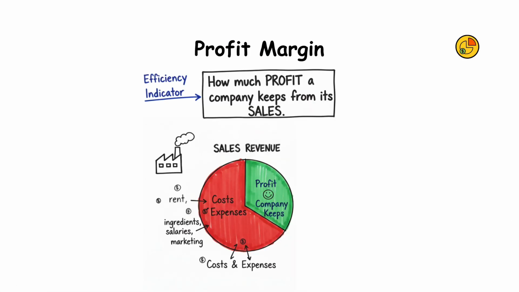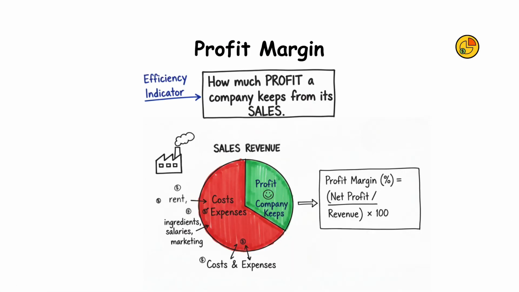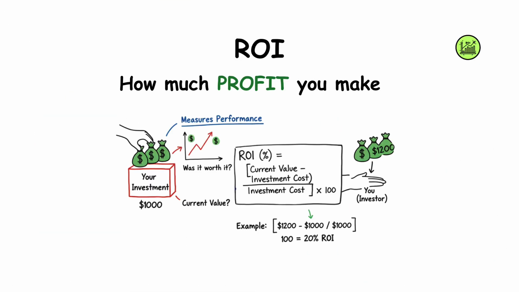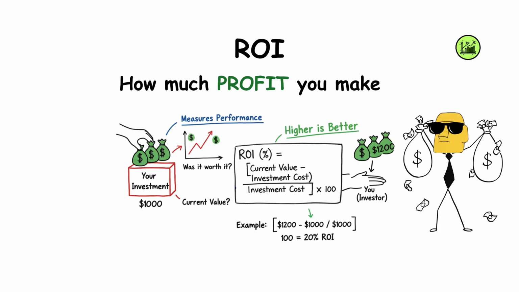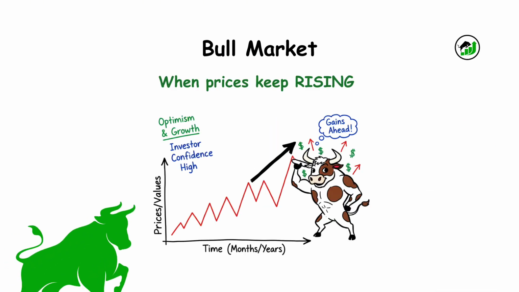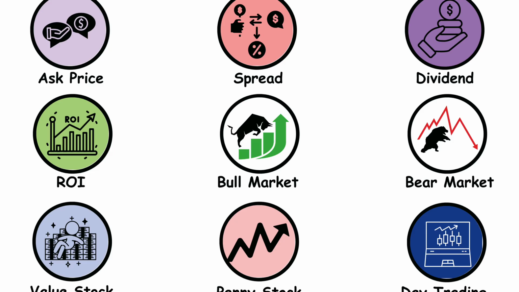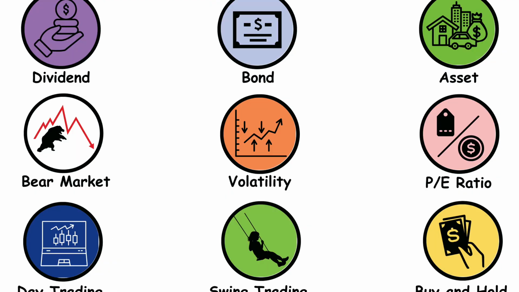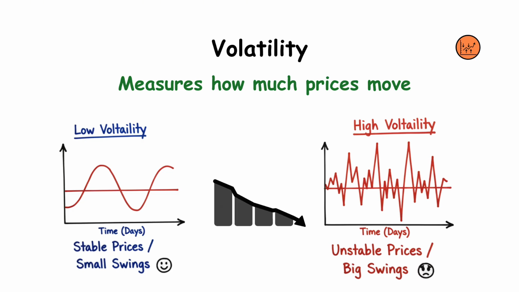Profit margin. Profit margin shows how much profit a company keeps from sales. Return on investment, ROI. ROI is how much profit you make compared to your investment cost. Bull market. A bull market is when prices keep rising over time. Bear market. A bear market is when prices keep falling over time. Volatility. Volatility measures how much prices move up and down.